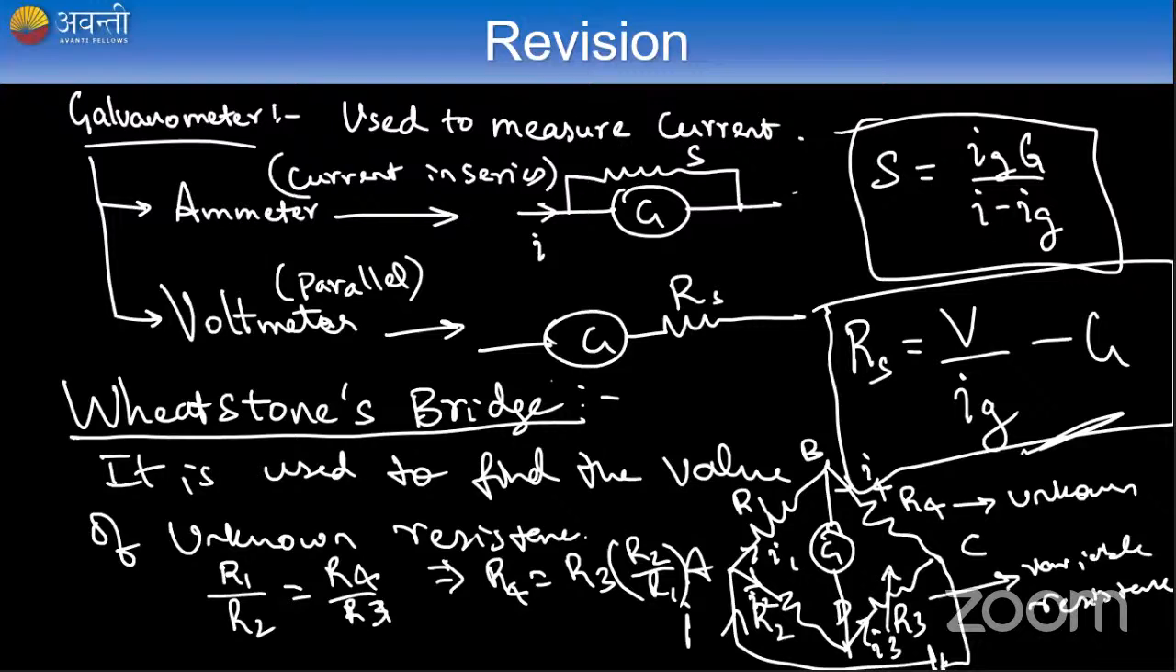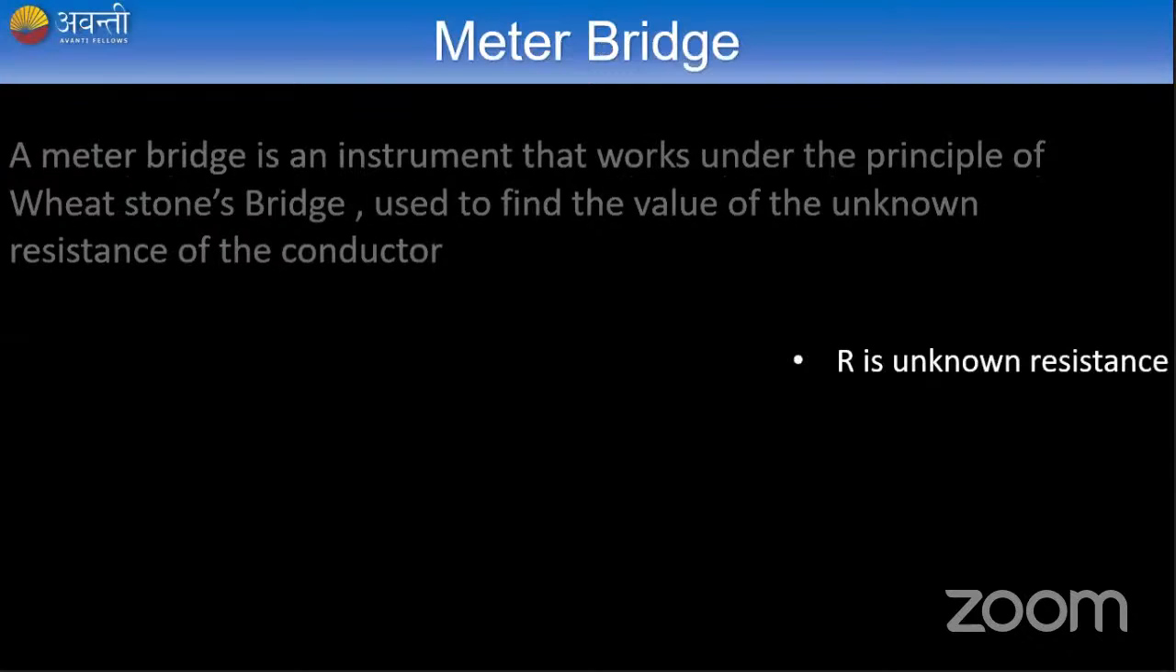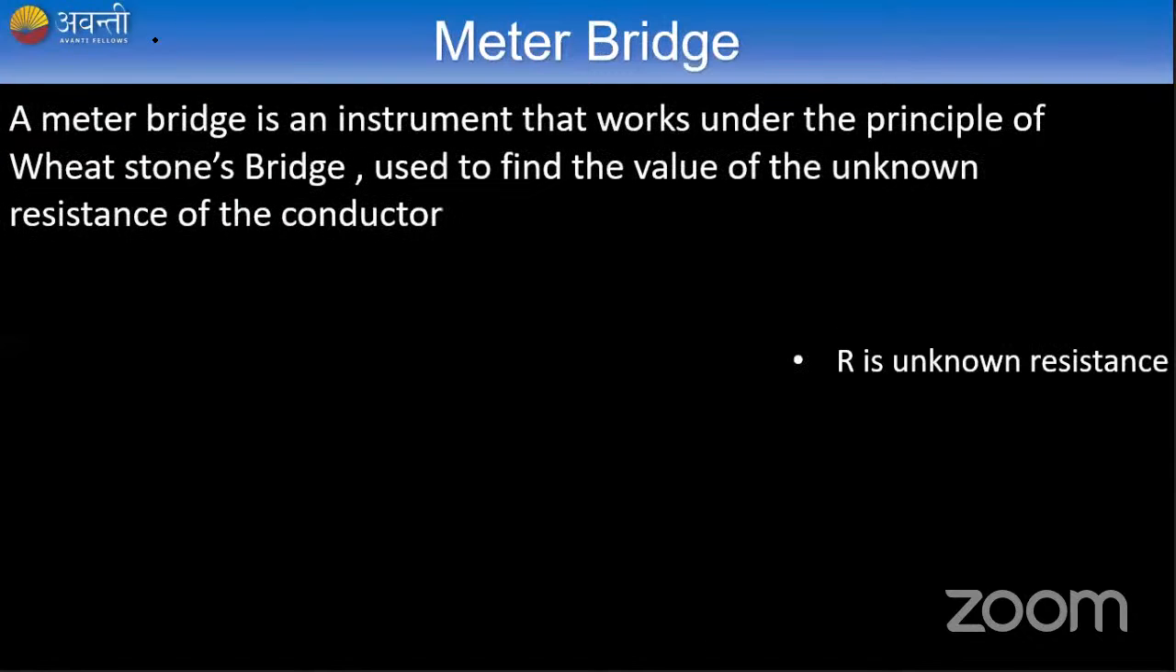Good. In today's class, we'll be starting with something called the meter bridge. It's nothing but an application of the galvanometer. The definition for a meter bridge is: a meter bridge is an instrument that works under the principle of Wheatstone's bridge, used to find the value of unknown resistance of a conductor.